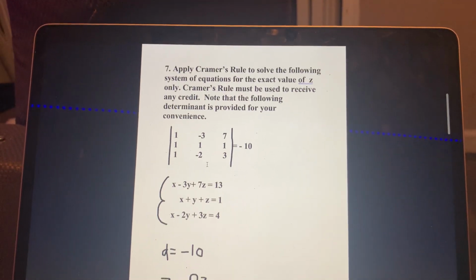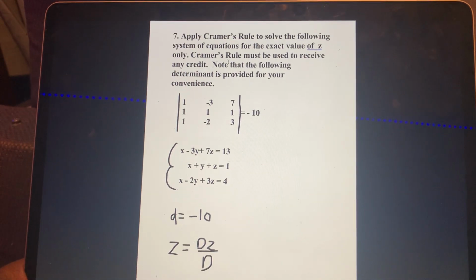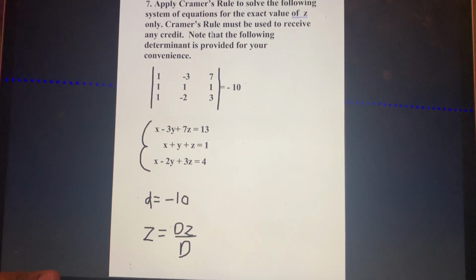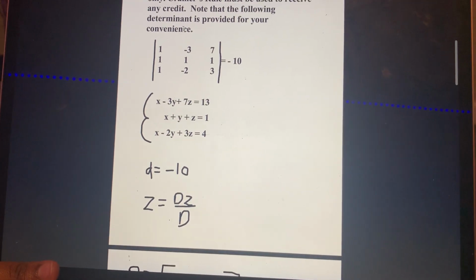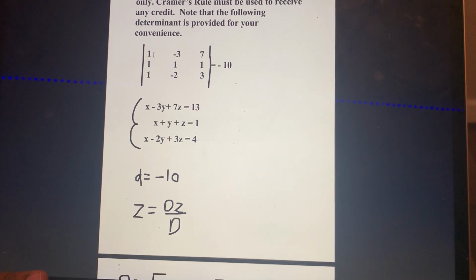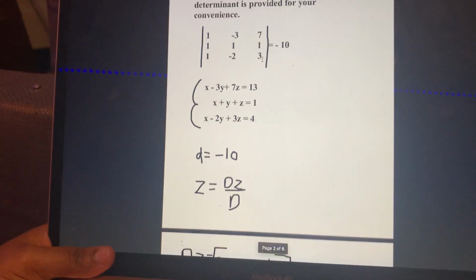The next question says, apply Cramer's rule to solve the following system of equations for the exact value of z only. Cramer's rule must be used to receive any credit. Note that the following determinant is provided for your own convenience. Now in the question, we were provided the determinant, which made it a little easier to solve.